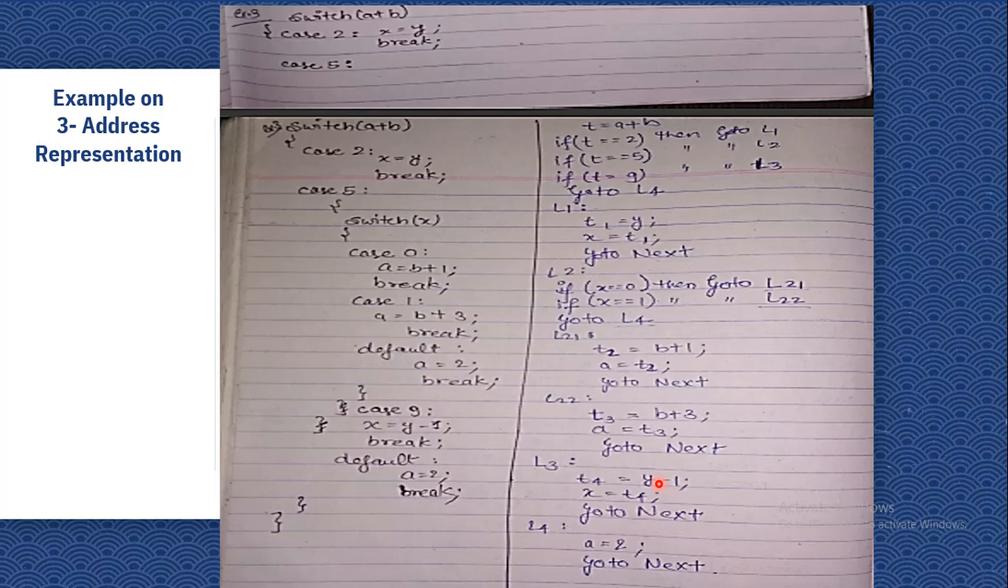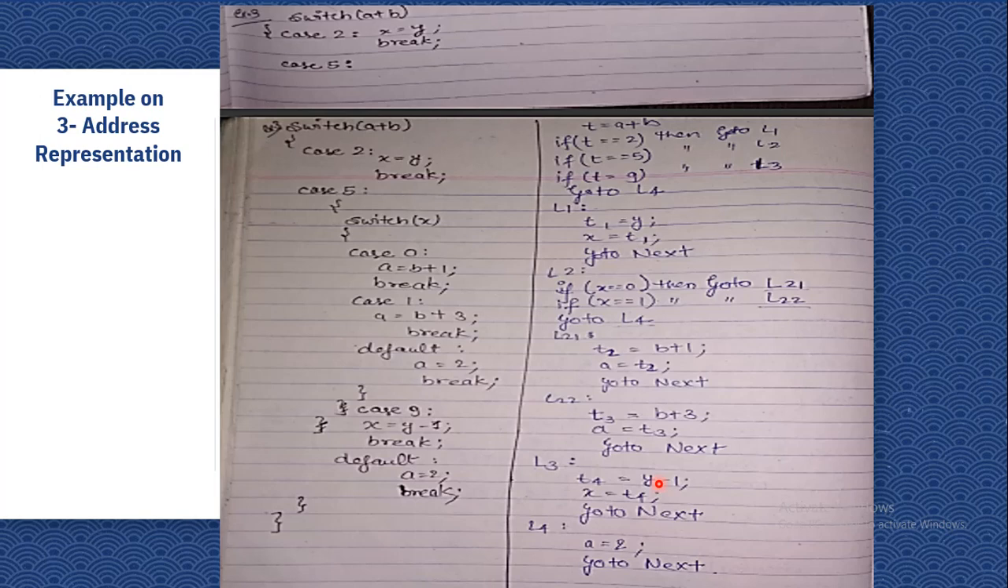It is repeated. So if the value of a plus b is 5, work according to another switch statement that is in place, and this is according to the value of x. If the value of x is 0, increment the value of b by 1 and transfer the value into a, then break the statement.